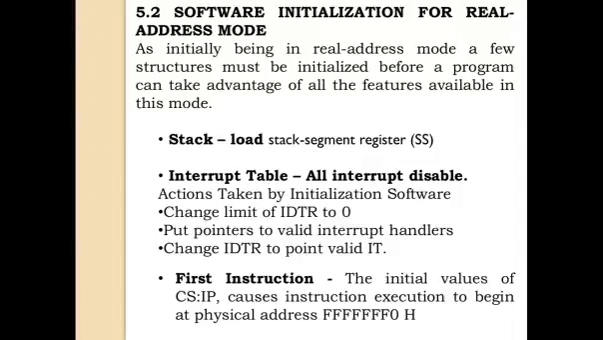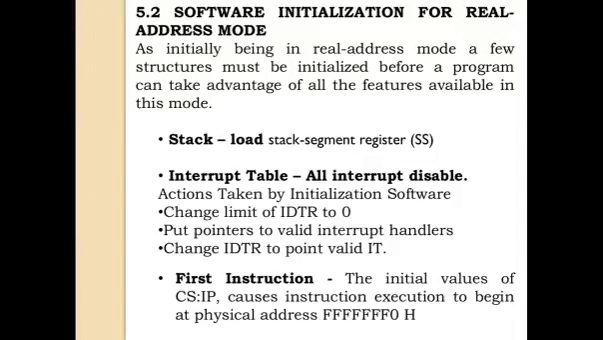and to handle that situation, the software which is going to initialize the processor needs to take some actions. These actions are: first, set the limit of the IDTR to 0. So change the limit value in the IDTR, the interrupt descriptor table register, to 0. This will cause a shutdown if an exception or NMI occurs. So when an interrupt occurs, it will shut down the 386 processor.